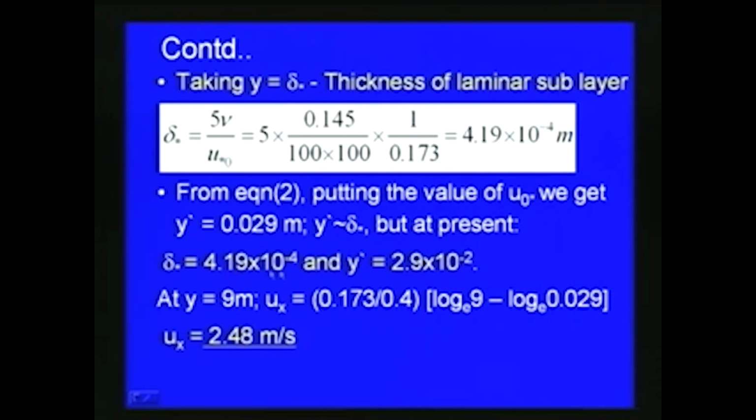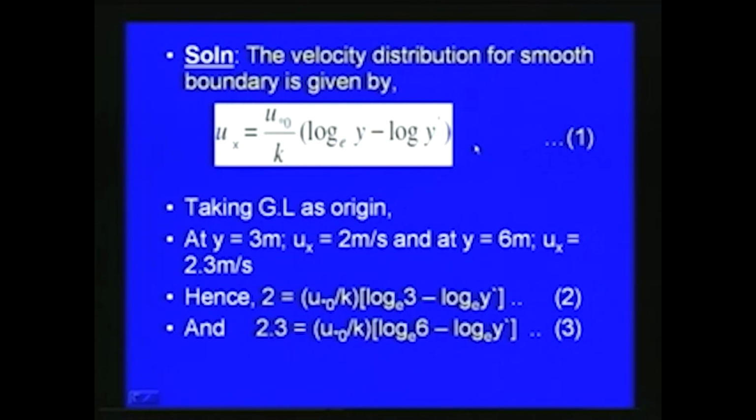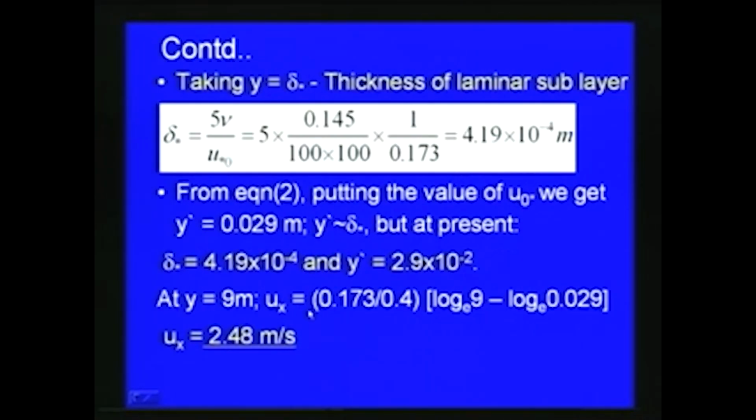Now to calculate the velocity, since the unknown parameter U star O is already determined, we can find the velocity at 9 meter. We will use the earlier equation, equation number 1. If you substitute, you will get U x equal to 0.173 by 0.4 into log E 9 minus log E 0.029, so you will get the velocity as 2.48 meter per second.